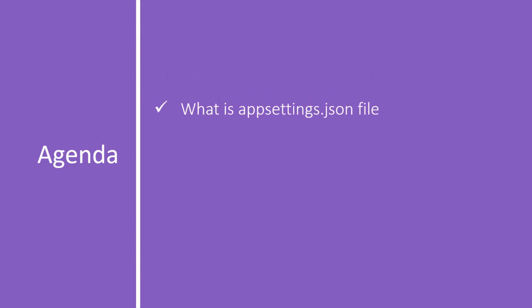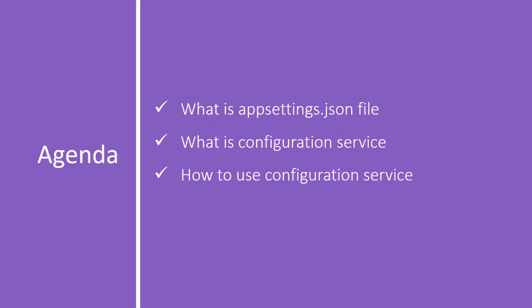Let's start. Let's quickly have a look at the agenda of this video. We will start with what the appsettings.json file is, what the configuration service is, how we can use this configuration service in our ASP.NET Core MVC application, and how we can get the data from the appsettings.json file.